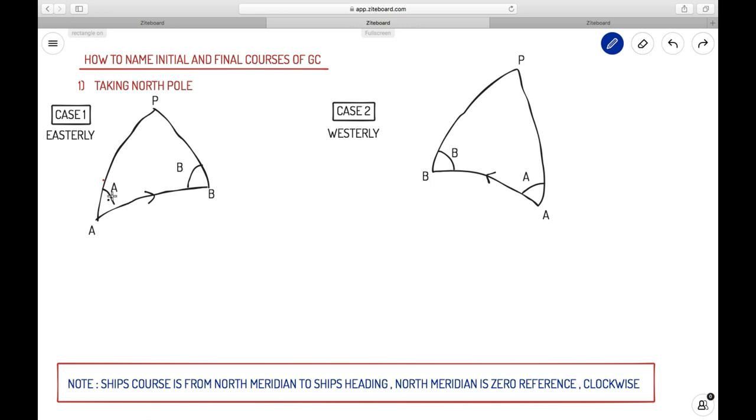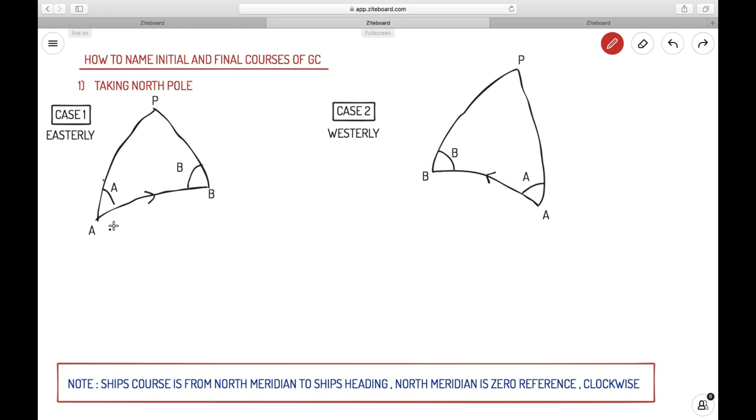So let us solve this today. Suppose initially you have an easterly course from A to B. You solve this spherical triangle, you found the value of A, you found the value of B. So we need to find what is the initial and final course.